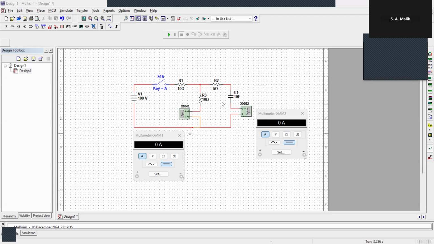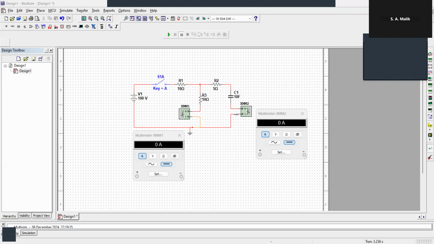At t equal to zero, we assume that this capacitor is not charged, so there will be no voltage stored, and it will act as a short circuit. We already know this from the assumption given in the circuit. So at t equal to zero, capacitor voltage is zero, which means it will act as a short circuit. The initial capacitor current will be 5 amperes, and the initial current going through this resistor will be 2.5 amperes.